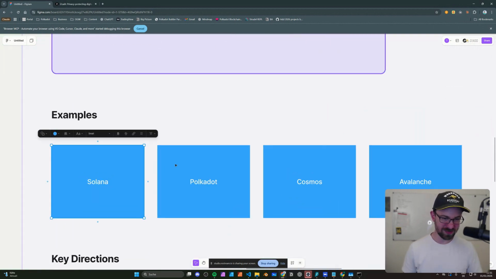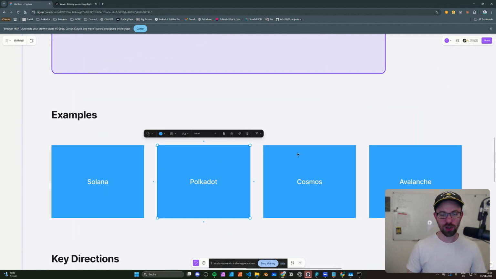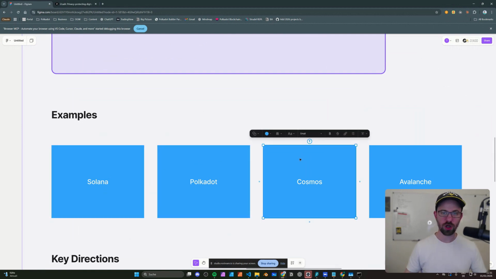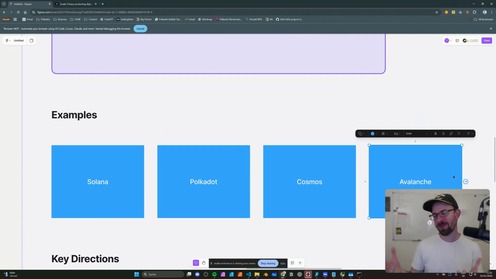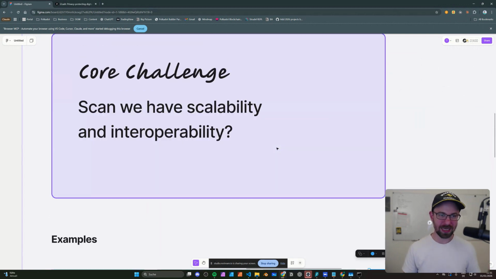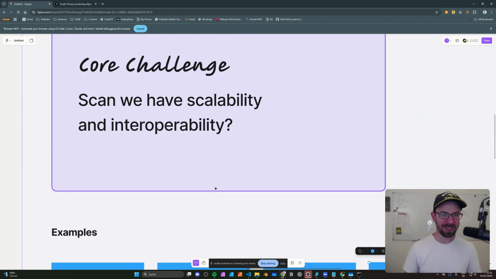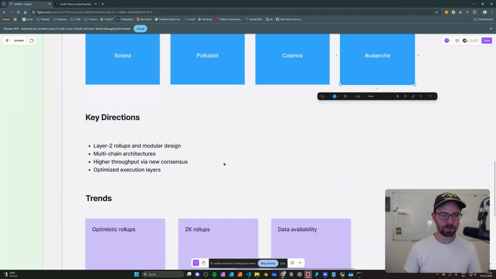So Solana, of course, is very popular or known for being very scalable. Polkadot, the parachain model, Cosmos, independent chains in a federated model, and Avalanche, sort of a mix with subnets, right? So different approaches to the same basic question of how can we have scalability and interoperability. There's also when bridges came along.